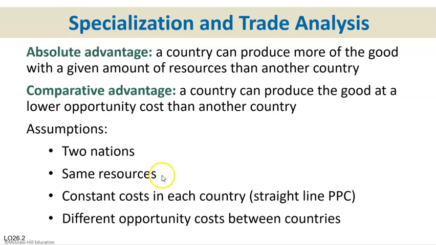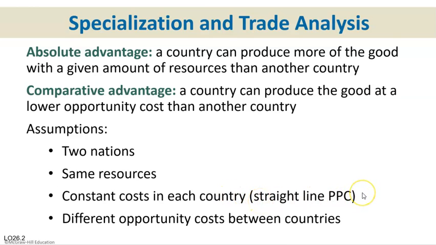A key thing to note is the two countries have the same amount of resources. We're assuming that the US and Mexico are similar, which in real life they're not, but in this case we're assuming that they both have the same amount of land, labor, and capital in the two countries. That makes it very simple to find absolute advantage. So we're just simplifying all the way down to make the concepts easy to understand and the math very easy to do as well.